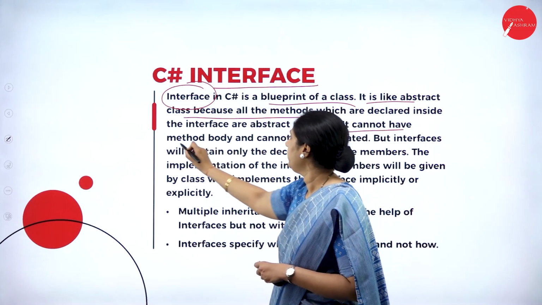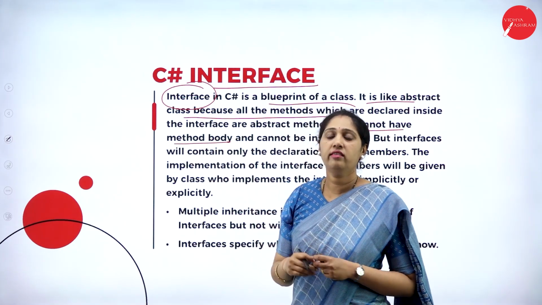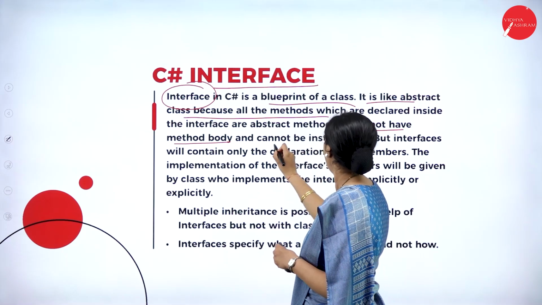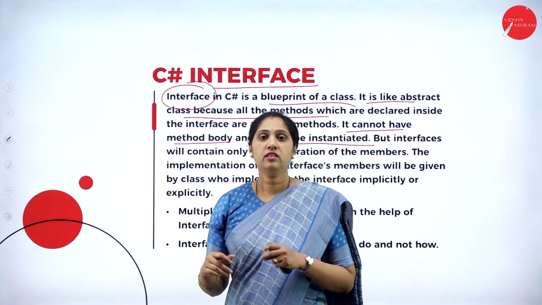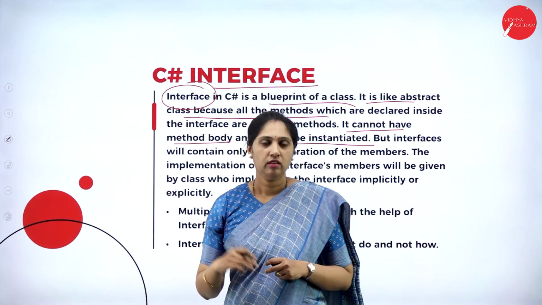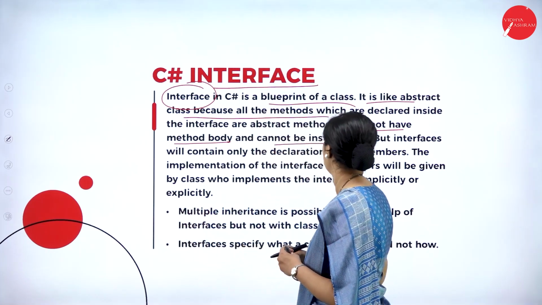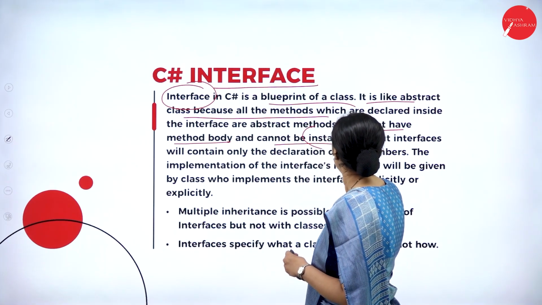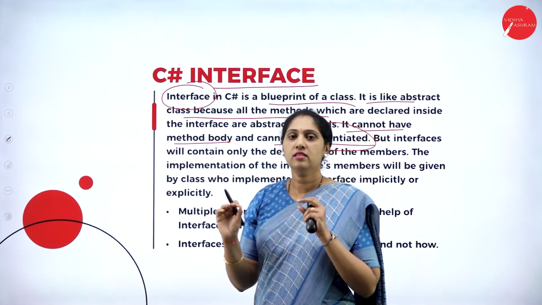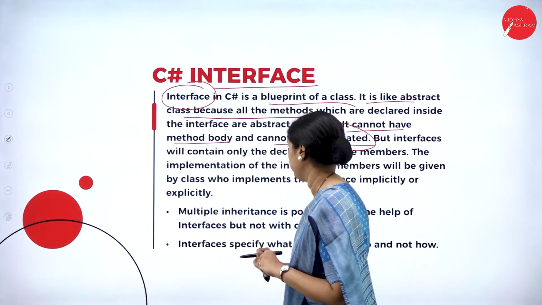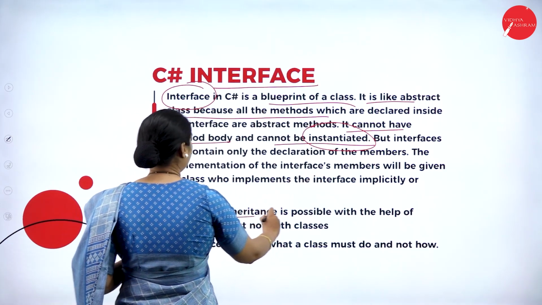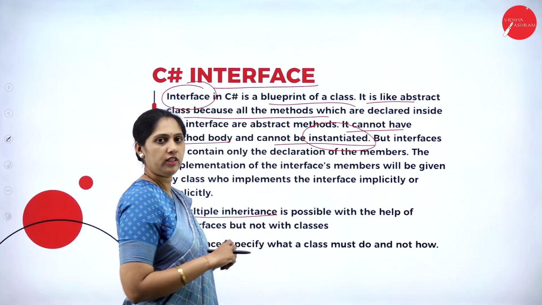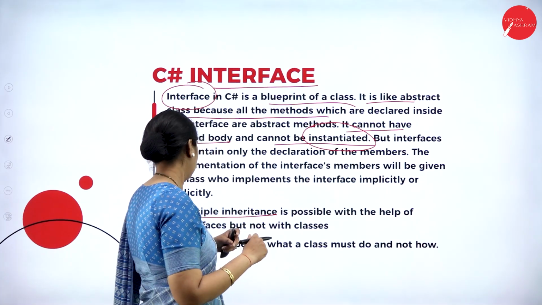It cannot have a method body, so we cannot have the implementation, and it cannot be used to create an object. We cannot create an object for which one? For interfaces. That is called instantiation, that is, the object is not created. Then, I already discussed this: multiple inheritance is possible with interfaces.